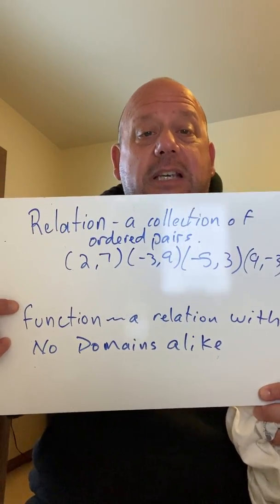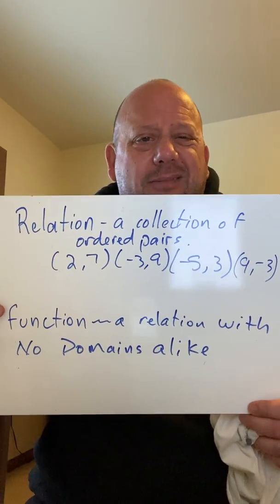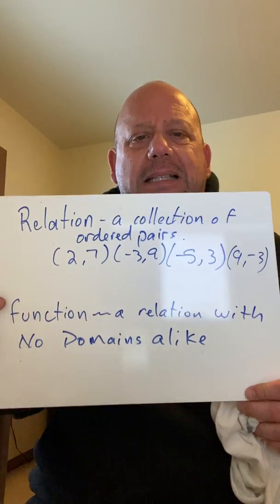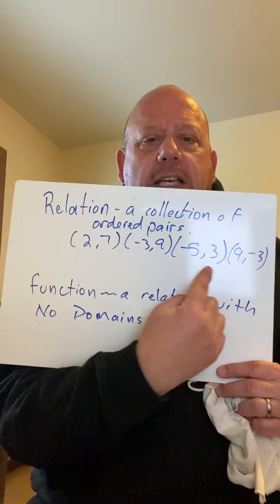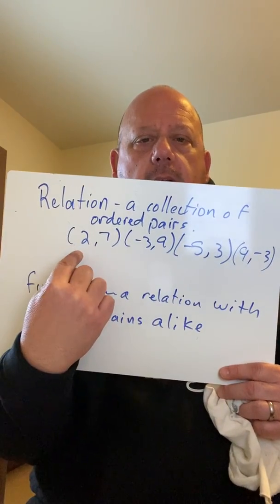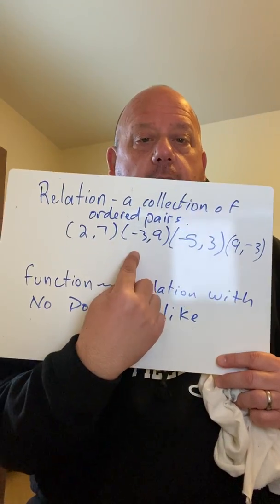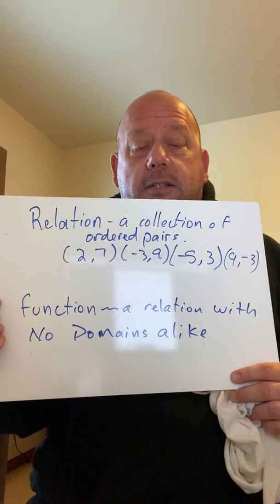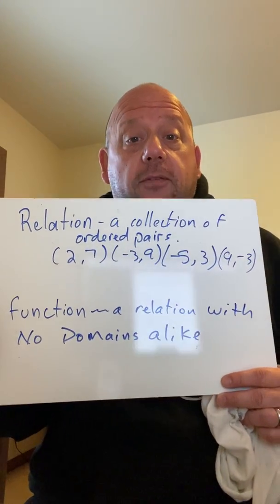Now, a function is a special type of relation. It is a collection of ordered pairs still, but it is a relation that has no domains the same, no x values the same. So if you look at the x values in this group, they are all different from each other. This would be a function because none of the domains are the same.